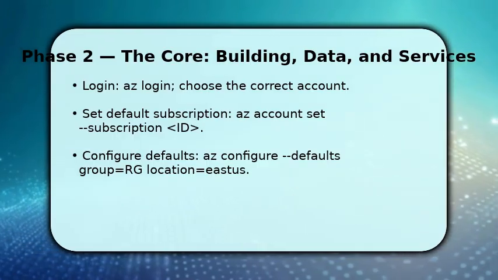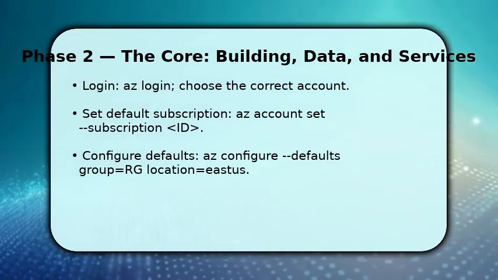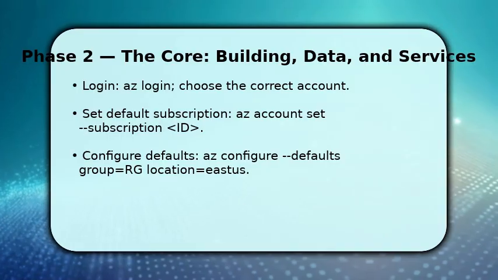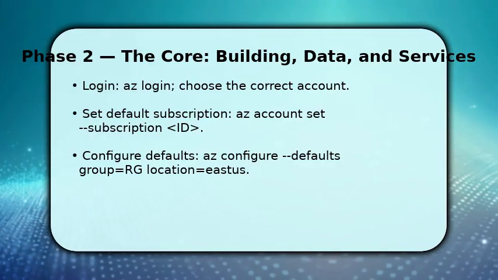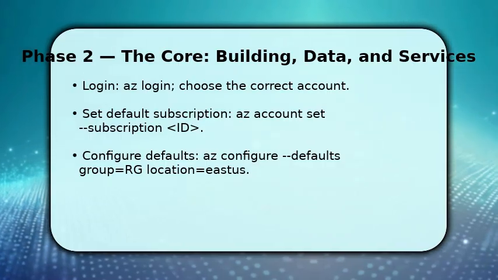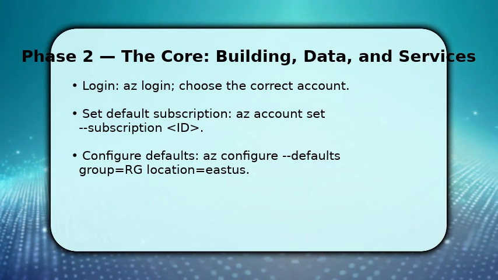Then, configure defaults like resource group and location with az configure --defaults group=RG location=eastus to speed up deployments. If you work with multiple tenants, use az account set --subscription repeatedly.